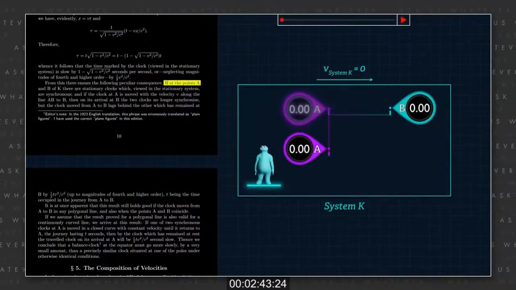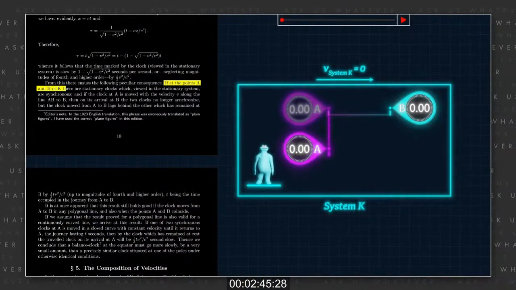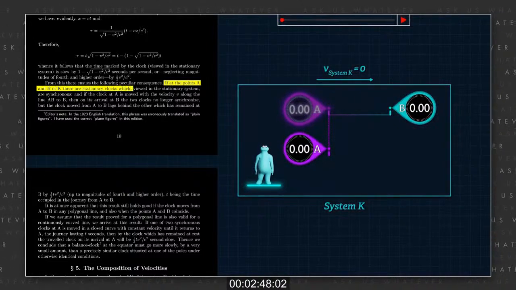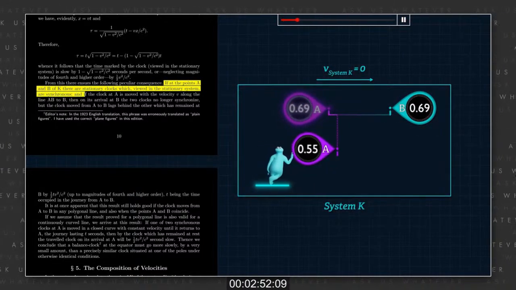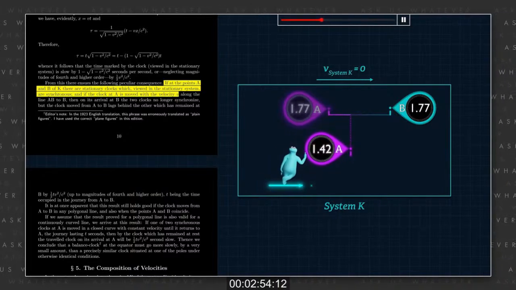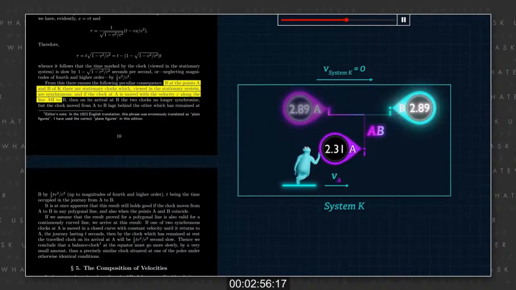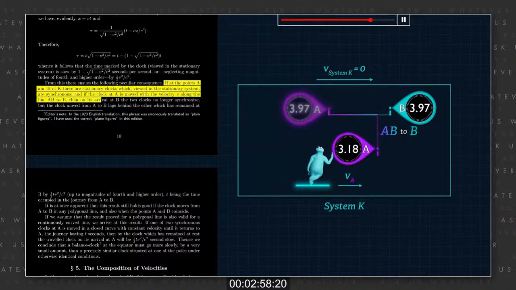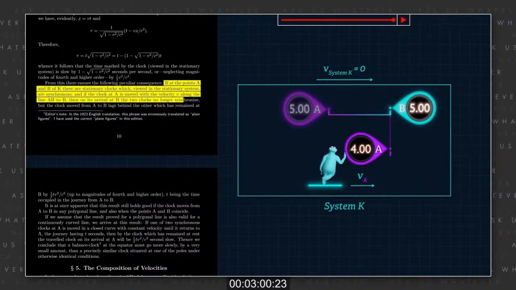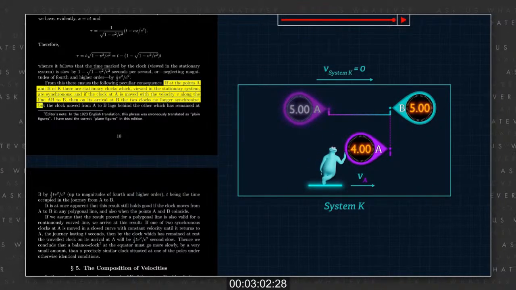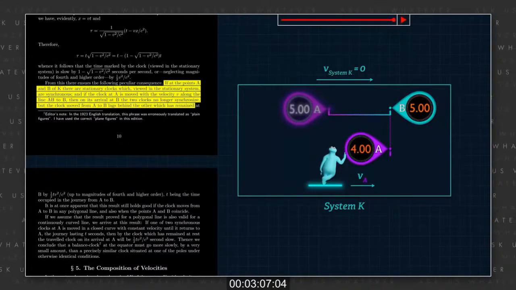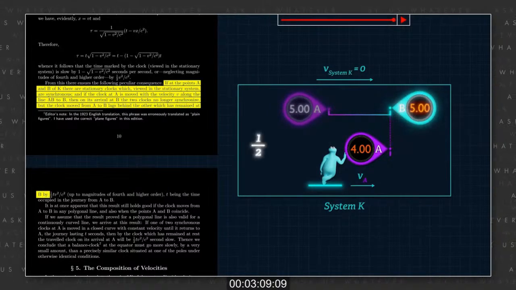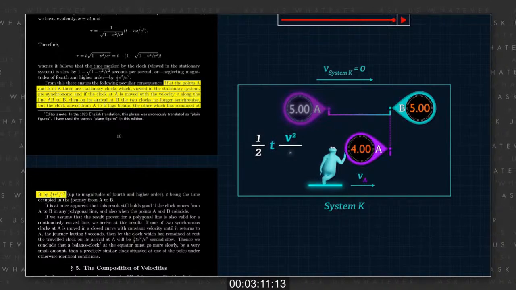If at the points A and B of K, there are stationary clocks which, viewed in the stationary system, are synchronous, and if the clock at A is moved with the velocity v along the line AB to B, then on its arrival at B, the two clocks no longer synchronize. But the clock moved from A to B lags behind the other, which has remained at B, by 1/2 tv squared over c squared.